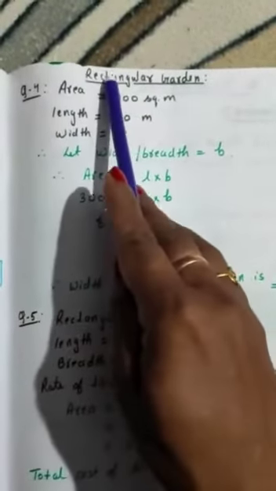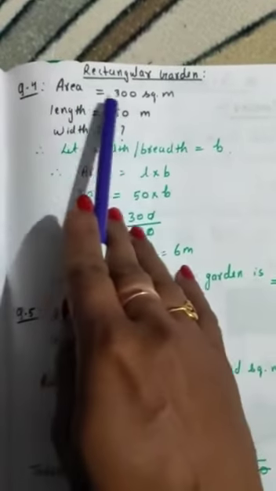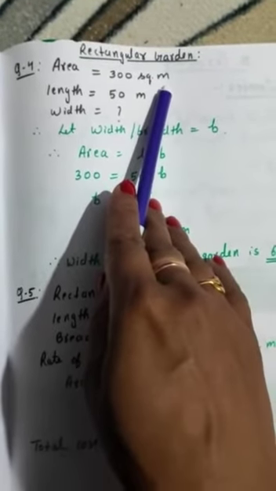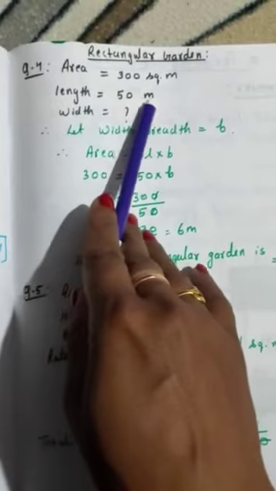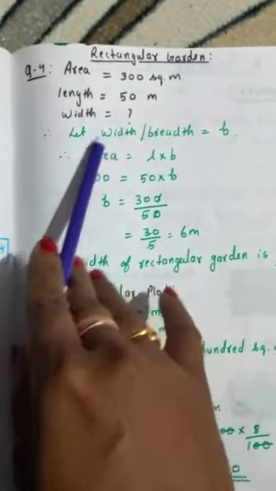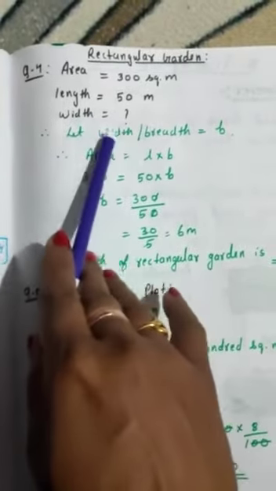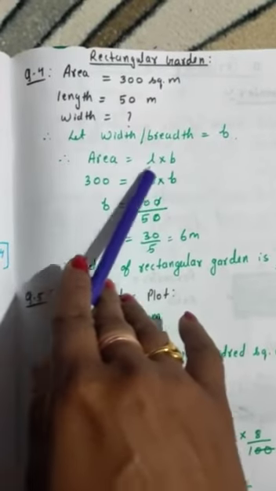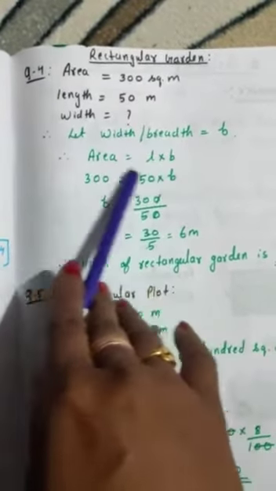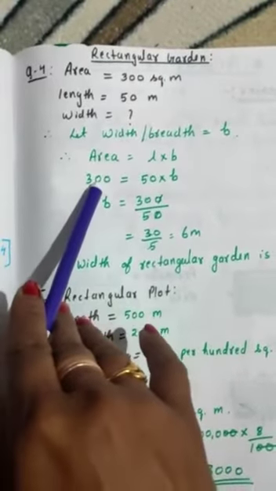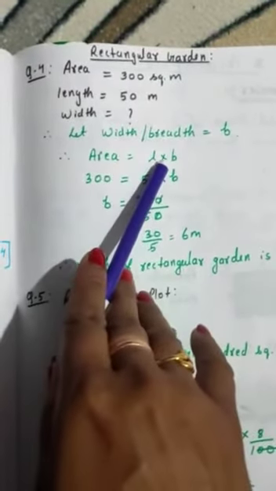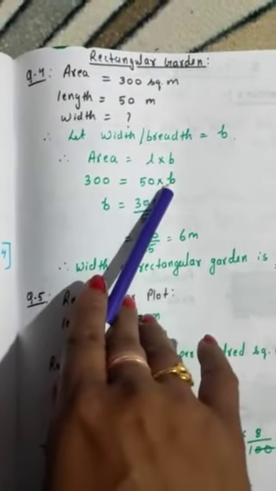Question number 4 is a word problem in which a rectangular garden is given. Its area is 300 square meter and its length is 50 meter, and you have to calculate the width. First of all, we will let the breadth or width, both are the same, the shorter side, be B. You know the formula area is equal to L into B. Now just substitute the values. The value of area is 300, the value of L is 50, and the value of breadth is not given, so keep it as B only.